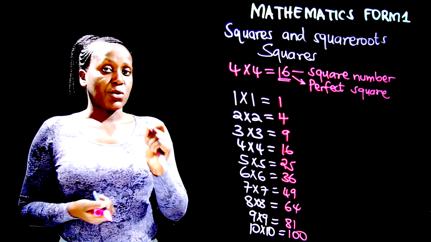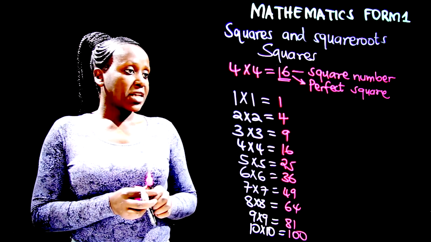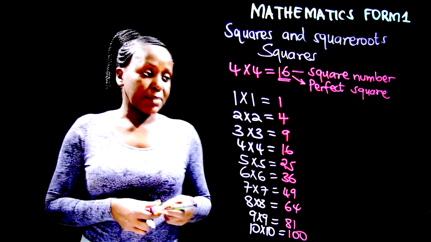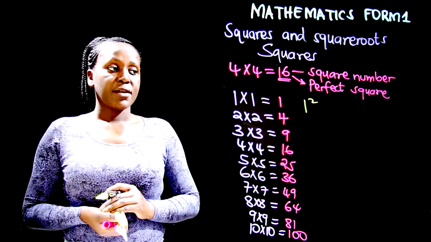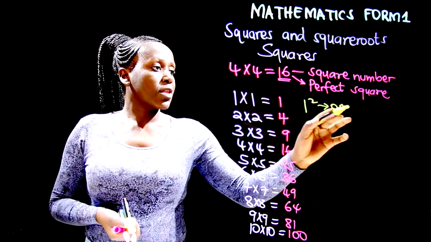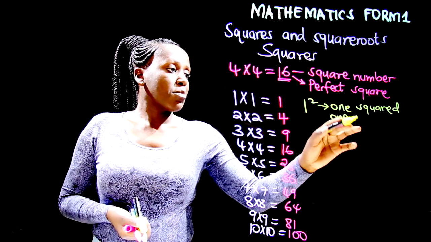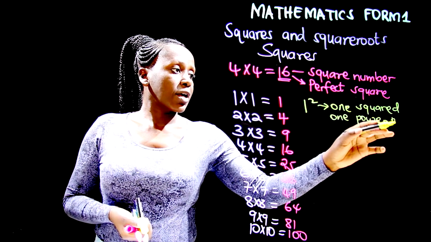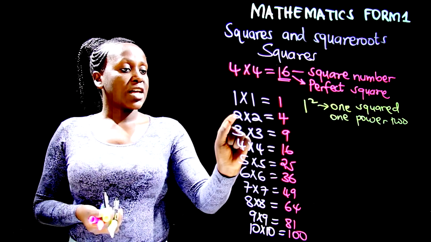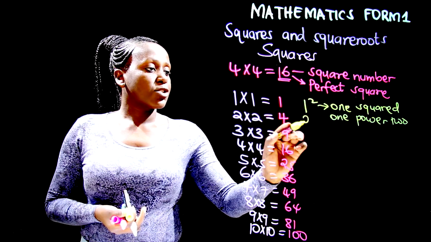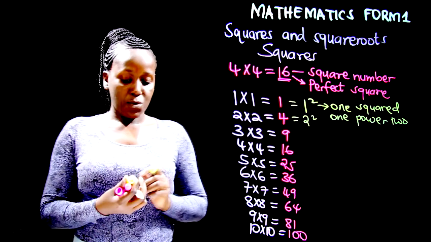A square has a symbol of representation. So instead of writing 1 times 1, we can have 1 squared. So this power 2 here is read as 1 squared or 1 power 2. If you can see, the 2 is written at the top. So instead of writing this as 2 times 2, we can have this as 2 squared. And the value of 2 squared is 4. The value of 1 squared is 1.